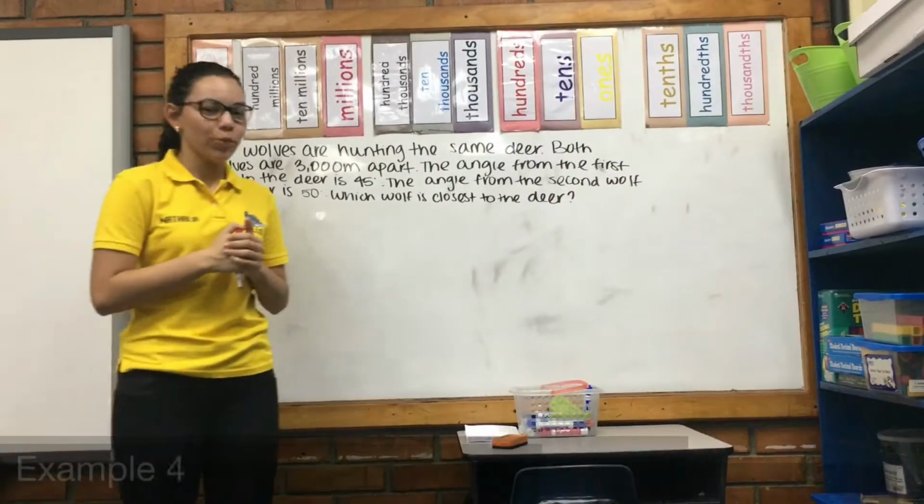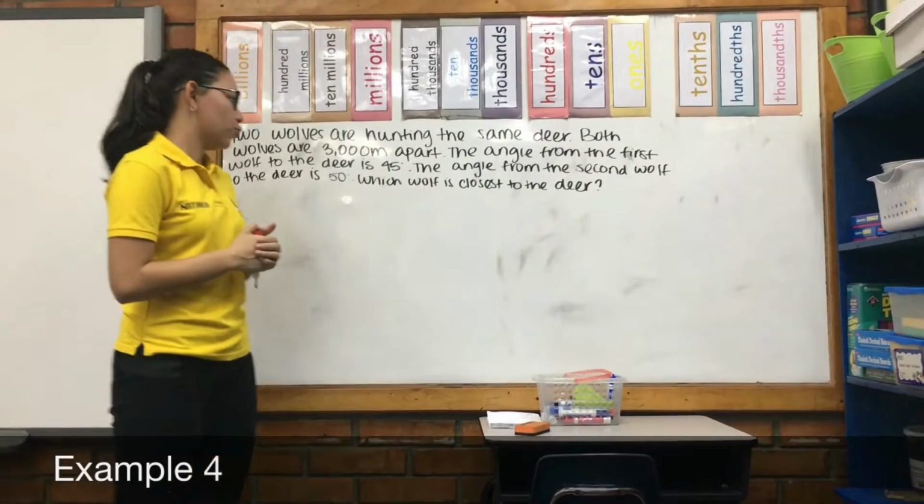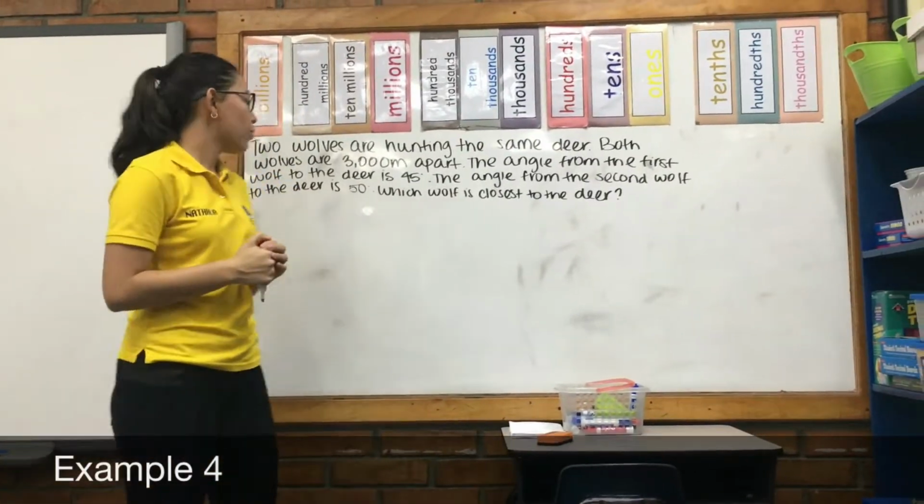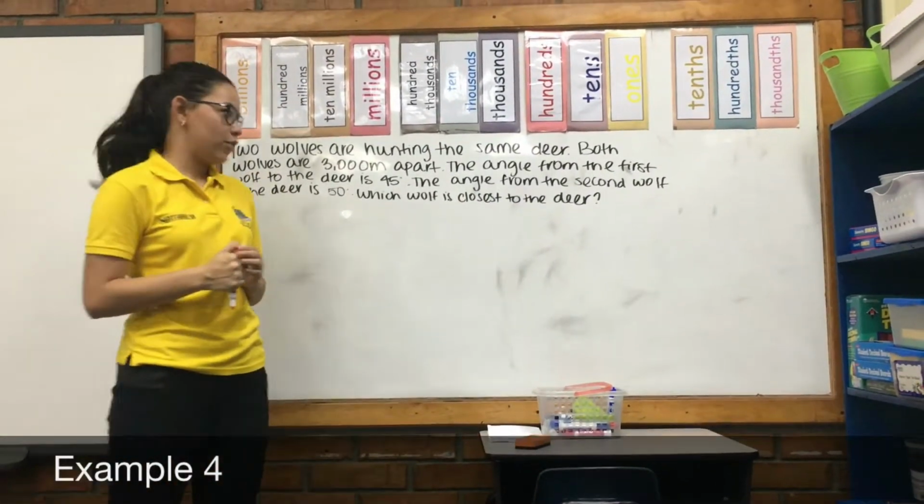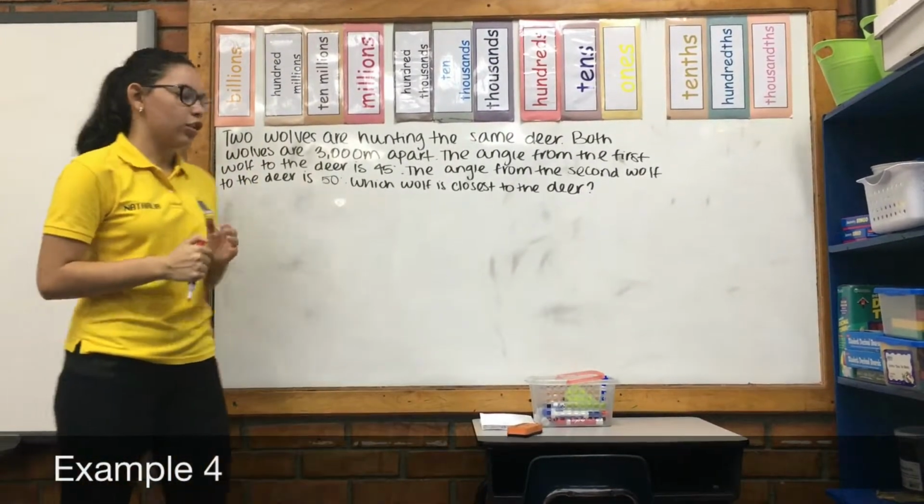We will be using a word problem now. It says, two wolves are hunting the same deer. Both wolves are 3,000 miles apart. The angle from the first wolf to the deer is 45 degrees. The angle from the second wolf to the deer is 50 degrees. Which wolf is closest to the deer?